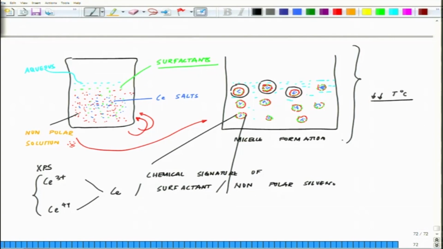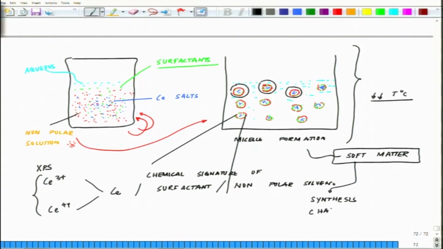So, this is the whole area of soft matter, the synthesis, and that is why it is very, very important that you understand the field in completeness. You have to understand synthesis, and that is why we spend so much time on synthesis. You have to do the characterization right, and then of course your testing.